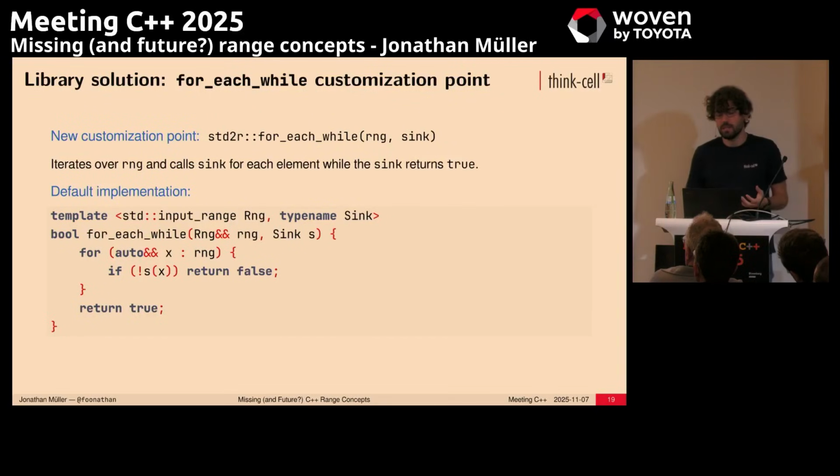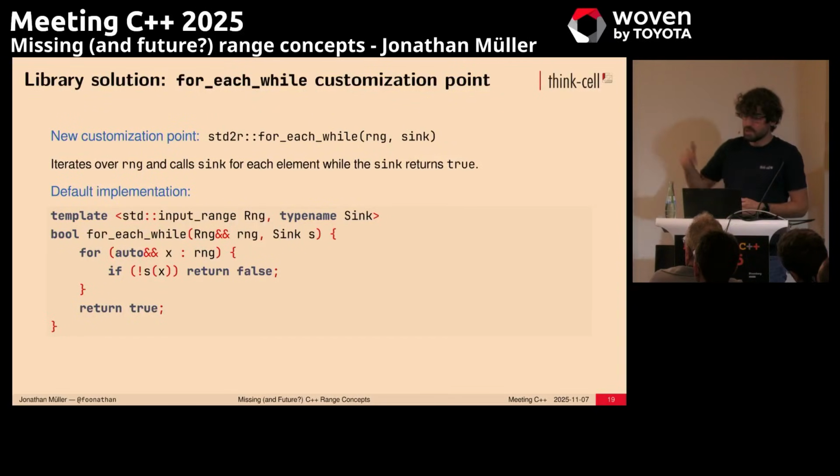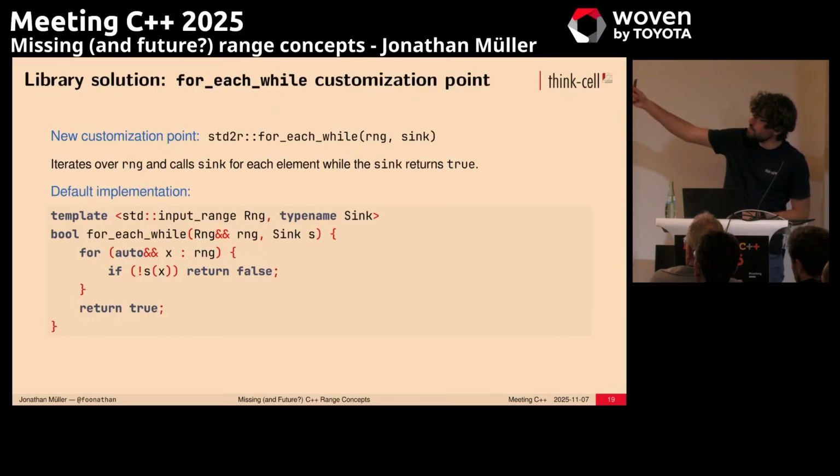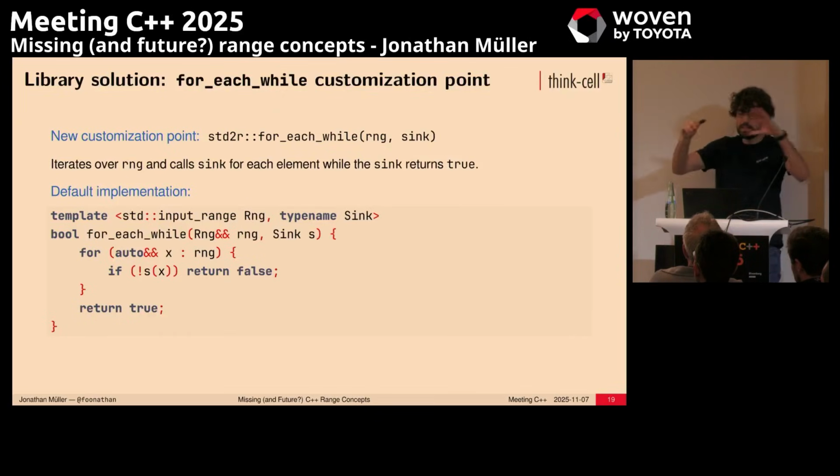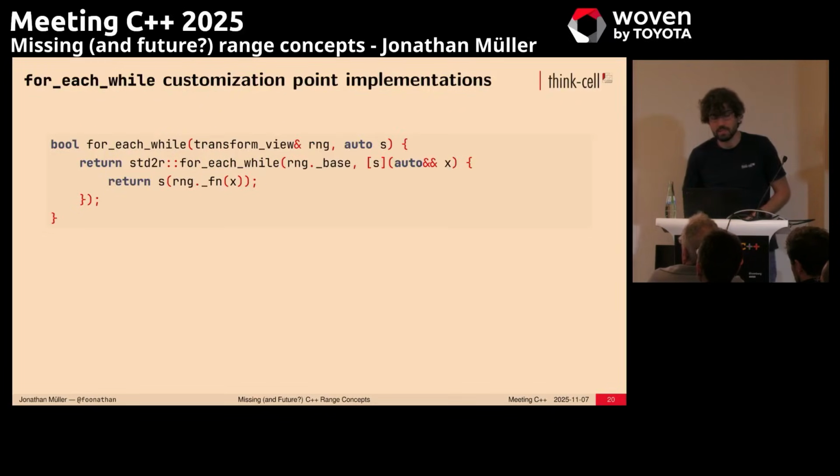And so it has a default implementation. The default implementation just takes an arbitrary input range and falls back to the range-based for loop, passes each value to the sink, and returns false if the sink returns false, and that way we can propagate the cancellation out if we nest multiple for_each_whiles. However, we can also customize it.